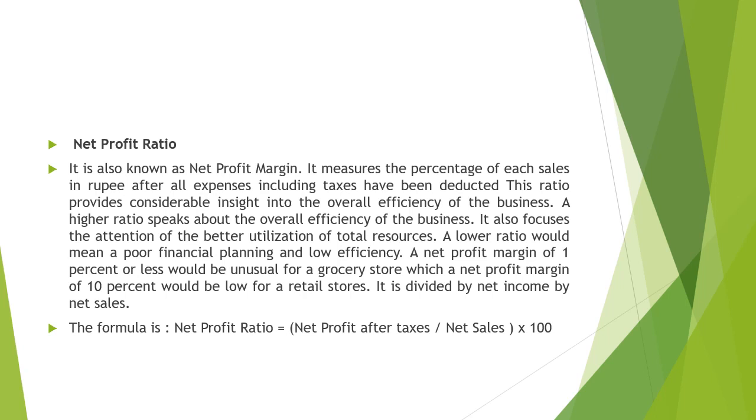It is calculated by dividing net income by sales. Depending upon the business type, this percentage may differ, but we have to make sure that our net profit margin is higher. So the formula for net profit ratio is net profit after tax divided by net sales into 100.